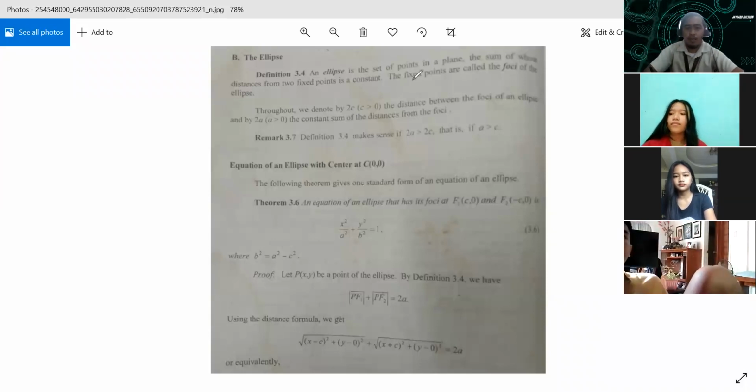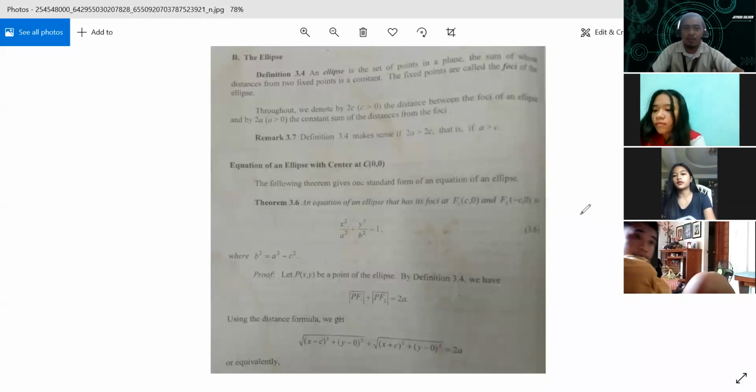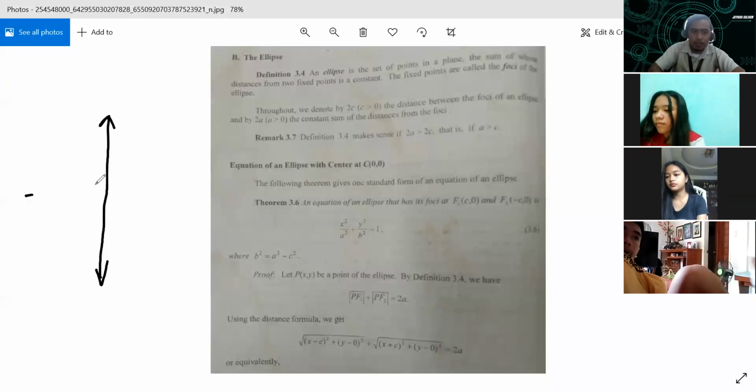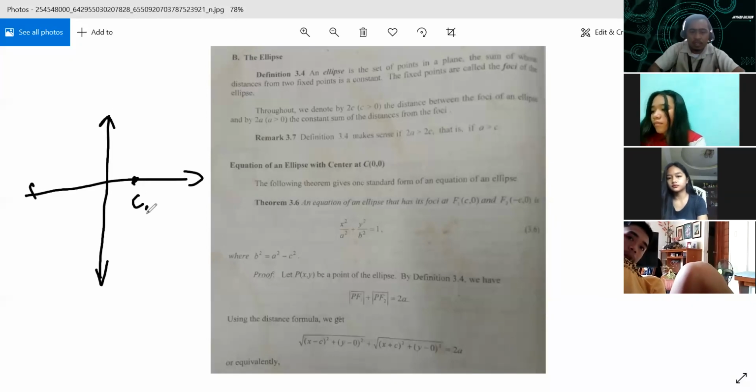By definition, an ellipse is the set of points in a plane where the sum of whose distances from two fixed points is constant. If I draw it here, you have two fixed points: fixed point number 1, which we call F1, focus 1, and here is focus 2.